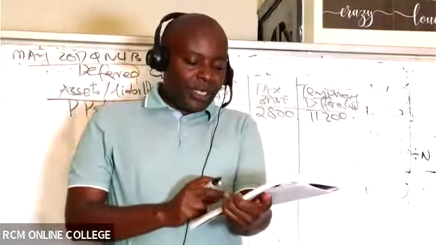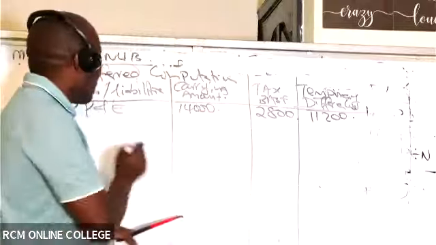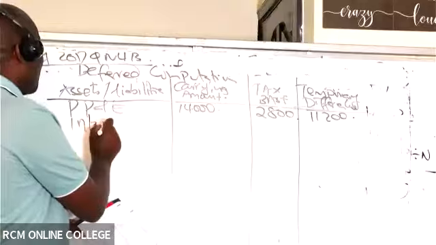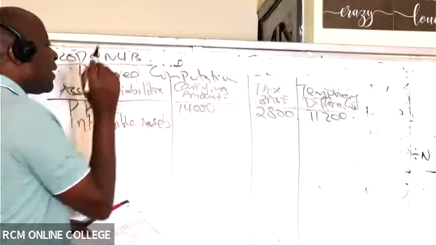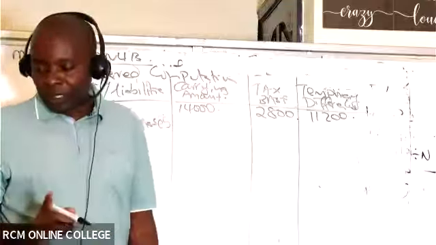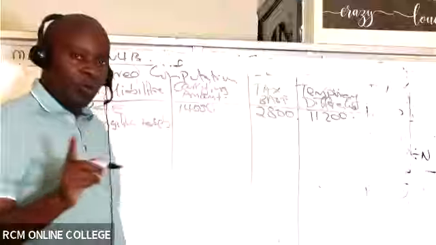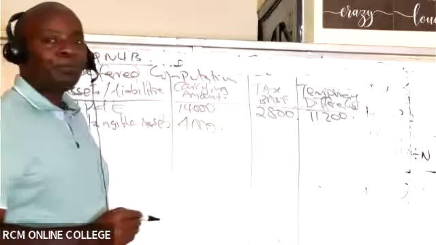Go to the second item in the balance sheet. The second item in the balance sheet is called intangible assets. So for intangible assets, what do we have as the book value? The book value there is 4,000. Remember, carrying amount is the same as book value.